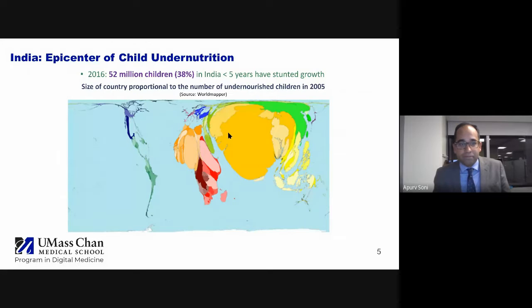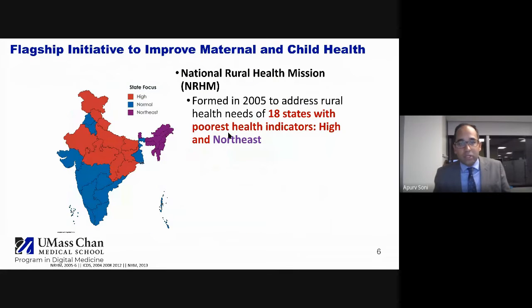In that context, National Rural Health Mission, formed in 2005, was a flagship initiative to improve maternal and child health. The implementation plan was to focus on 18 states with the poorest health indicators, which are shown here in red highlights, as well as focusing on the Northeast states. And then in a stepwise manner, there were some programs that were also launched in the normal focus states highlighted here in blue, especially after 2012 when the National Rural Health Mission was scaled up to National Health Mission.